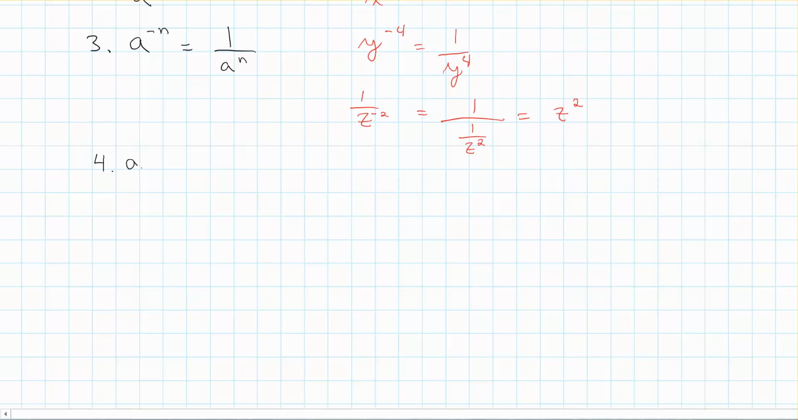Next one is a to the 0 power. So a to the 0 power, some of you might remember, is that it is equal to 1. Sometimes we say this is true for any number. That's not quite accurate. This is only true for a not equaling 0. 0 to the 0 is actually not defined, and so we don't really have that.